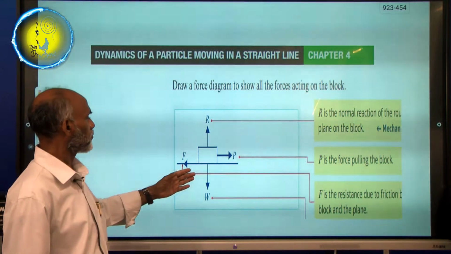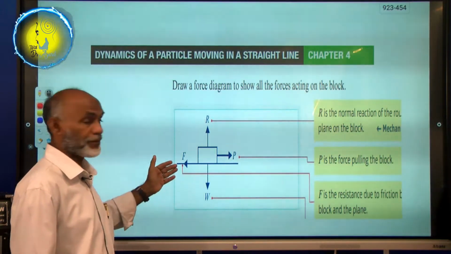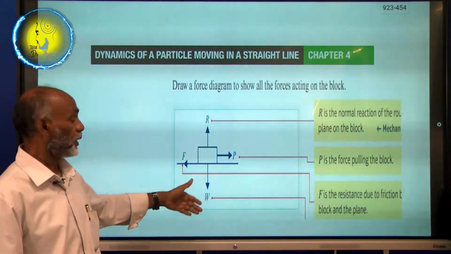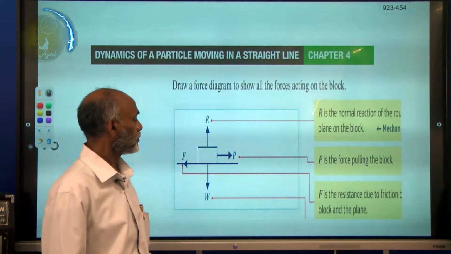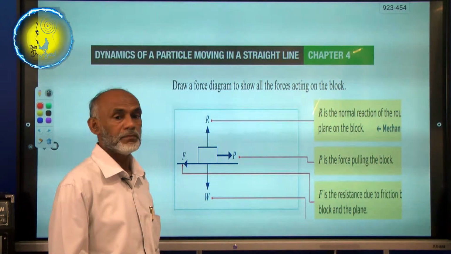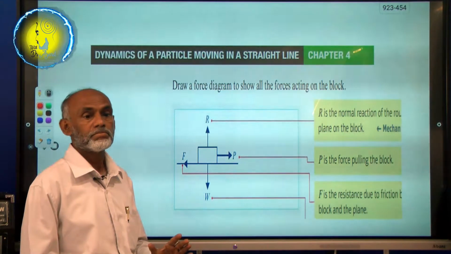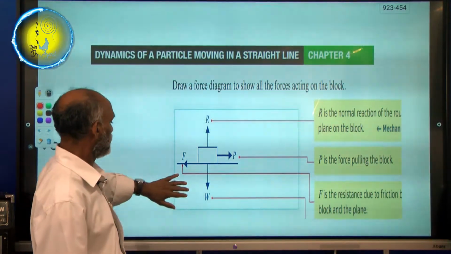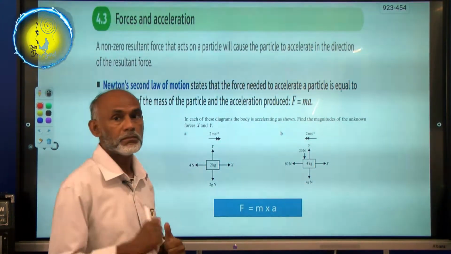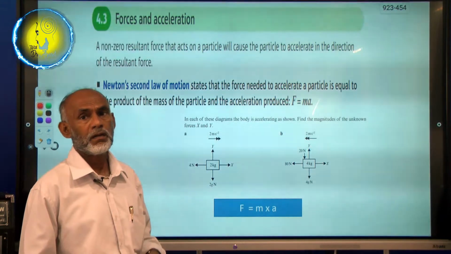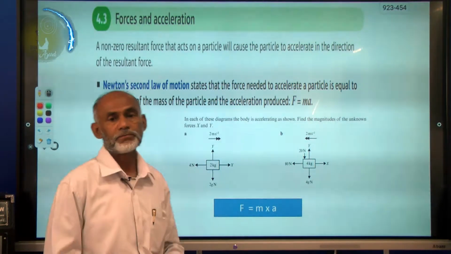For example, there is a force applied to the particle, there is a friction, there is a weight and the normal reaction. In dynamics, we are mainly based on Newton's second law of motion.